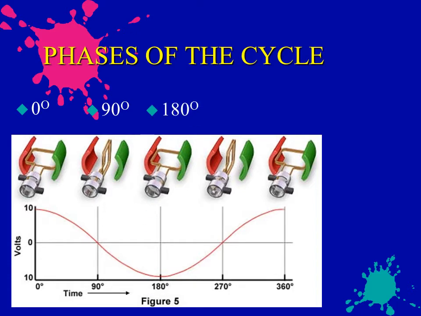At 180 degrees the conductors are again at 90 degrees with reference to the magnetic field, but now moving in the opposite direction, which causes the voltage sine wave to go negative. Therefore, maximum negative voltage. At 270 degrees, we again have the conductors cutting through none of the magnetic field lines, therefore again giving a 0 output.